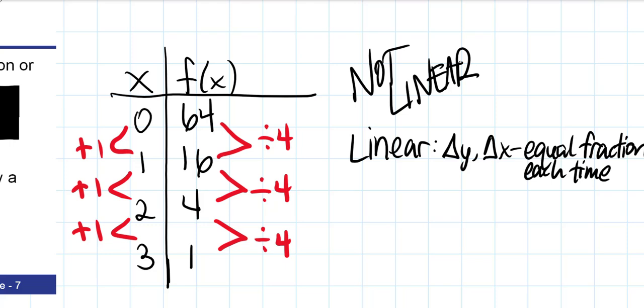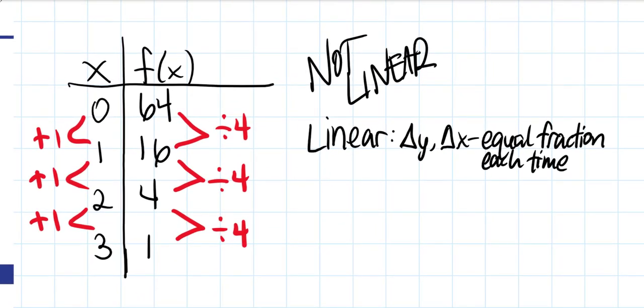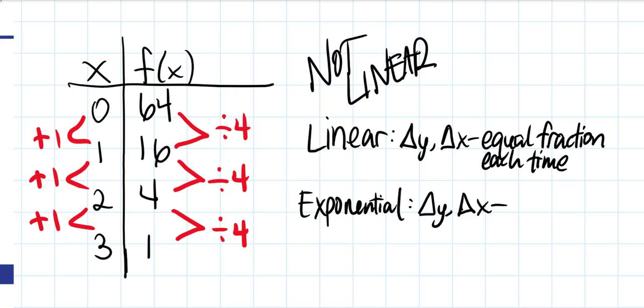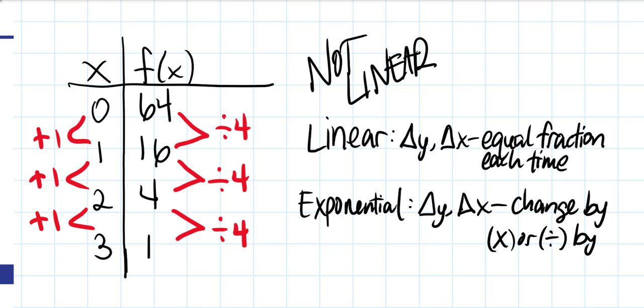I'm not going to write it down, but quadratics, if you were to do this, it's actually going to be an equal fraction if you do the change twice. I'm not going to write that down. But exponential, when you do that change in y and that change in x, when you do that calculation, the change will be by multiplying or dividing by a specific number, the same number each time. I'll write that down instead, same number each time.